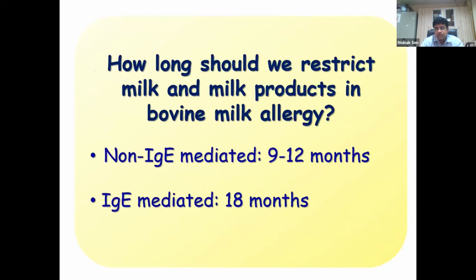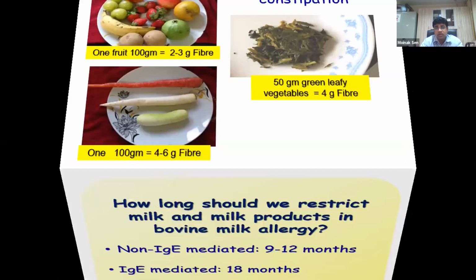How long should we restrict milk and milk products in bovine milk allergy? You have to remember this is a temporary phenomenon. It's not a long-term phenomenon. It's not a lifelong disease. There are two types: Ig mediated and non-Ig mediated. Ig mediated is the one that causes anaphylaxis the moment milk touches the body, and there you require longer restriction. But most of what we see is non-Ig mediated, so about a year of restriction should be good enough.